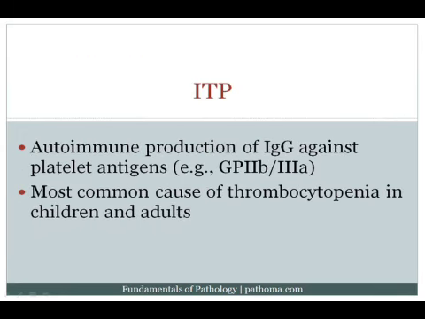The first of the disorders that we want to discuss is called ITP. This is an autoimmune production of IgG against platelet antigens. For example, one of the antigens on platelets is GP2B3A. Remember, GP2B3A is the receptor that's used for cross-linking of the platelets via fibrinogen. Remember that story we talked about a little bit earlier. Now, the point here, however, is that the patients get IgG against platelet antigens. This is the most common cause of thrombocytopenia, low platelets in the blood. This is the most common cause of thrombocytopenia in both children and adults, so it's very important to be aware of it.